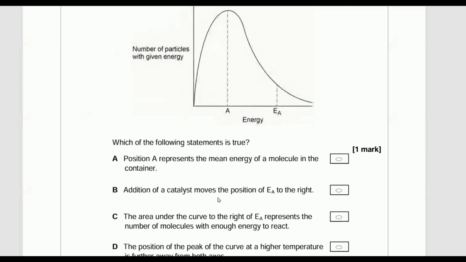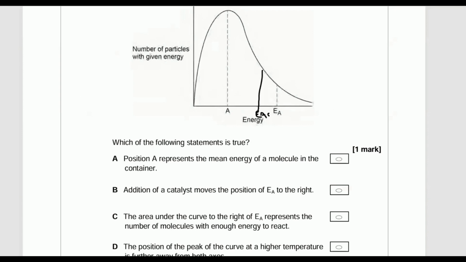The addition of a catalyst moves the position of the EA to the right. If I add a catalyst, no, it doesn't move the activation energy to the right. Because if the activation energy moved to the right, then we'd have fewer molecules that were actually reacting. So that would be no good. We'd want the addition of a catalyst to move the activation energy, EAC should be back there, meaning that less energy is required for a successful collision.